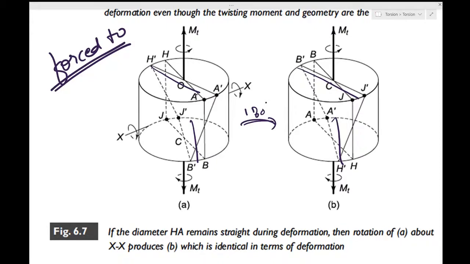So we'll continue and take off from here on. We want to now quantify this deformation through a shear strain, and we'll do that in the next class.